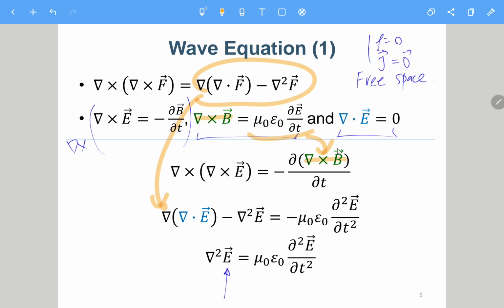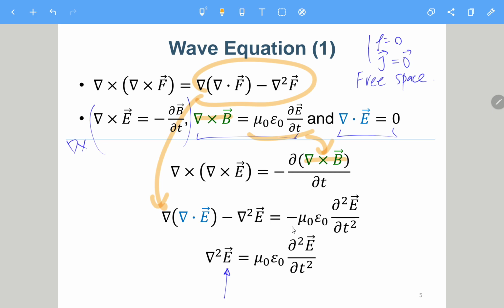So on the right side, we still have the negative sign, and then here we have mu naught epsilon naught put in the front, and then we have partial t inside here. So we altogether have the second derivative of E with respect to t. So the right side looks like this.